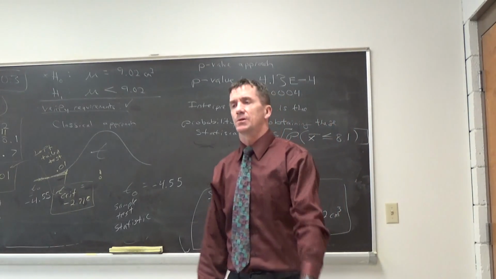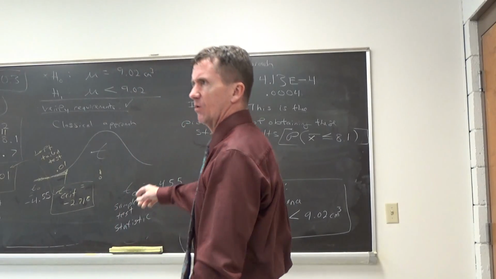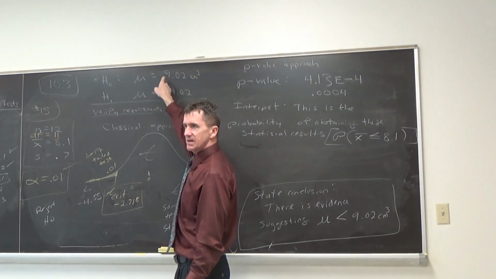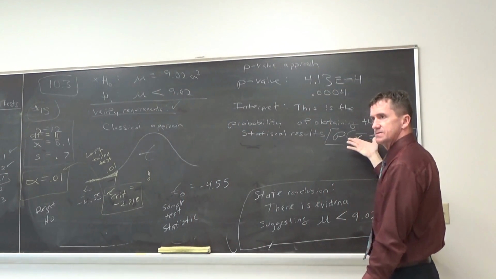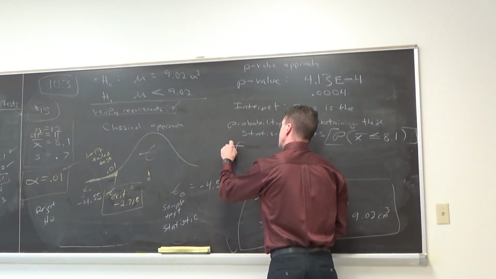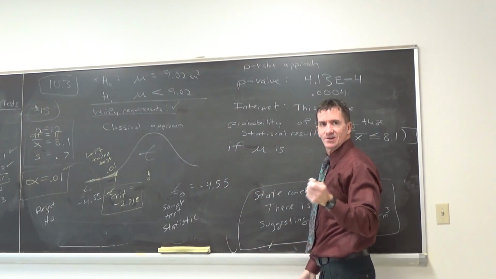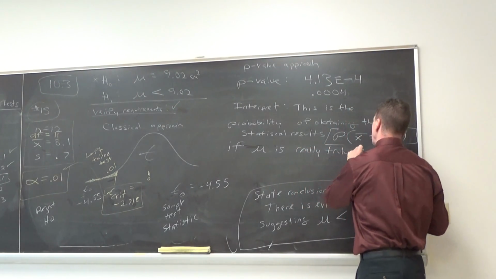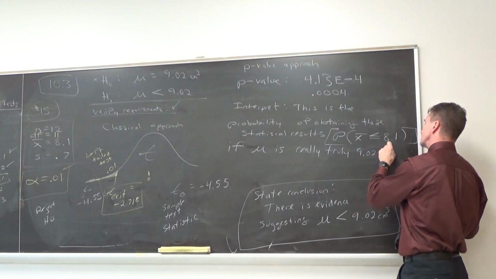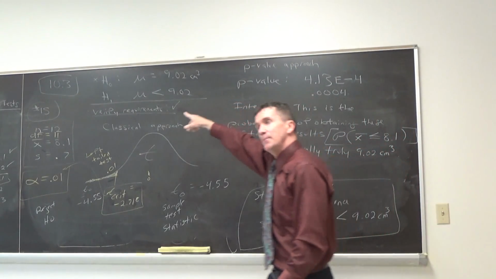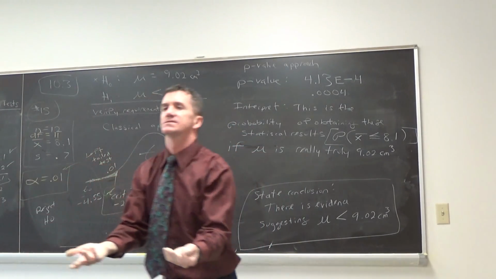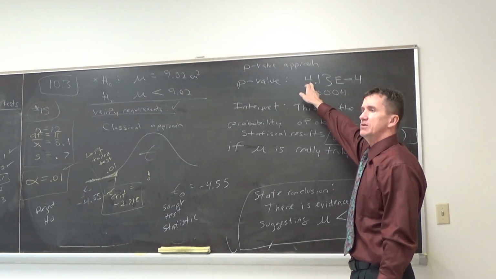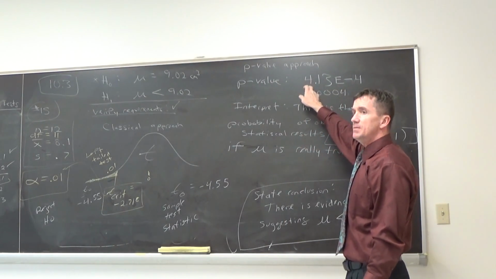And here's the most important part when I interpret the p-value. This was all based off what, though? Not some magic number. Everything was based off this thing. So when I say this, I go, this is a probability of obtaining this, if mu is really, truly, how much? 9.02 cubic centimeters. See, it was based off that null hypothesis, right? This is the odds of getting this. But wouldn't this be kind of unusual in this world? That's extremely rare.